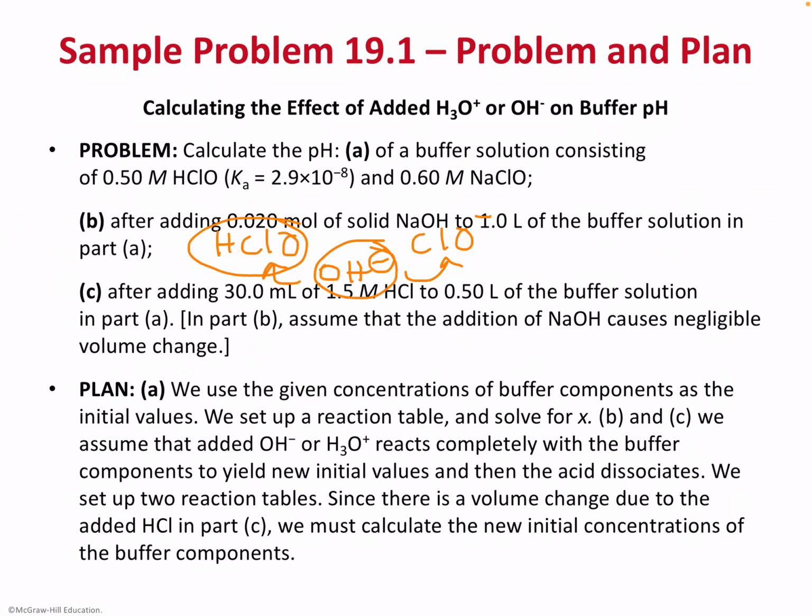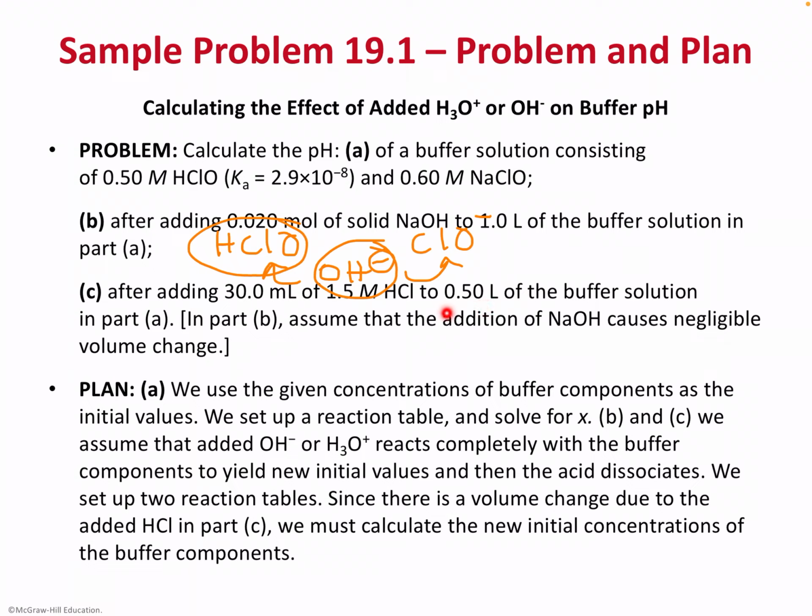And then part 3: after adding 30 milliliters of 1.5 molar hydrochloric acid to 0.5 liters of the buffer solution in part A. Now here in part B, we added sodium hydroxide. Now we are adding 30 milliliters of 1.5 molar HCl to 0.5 liter of the buffer solution.